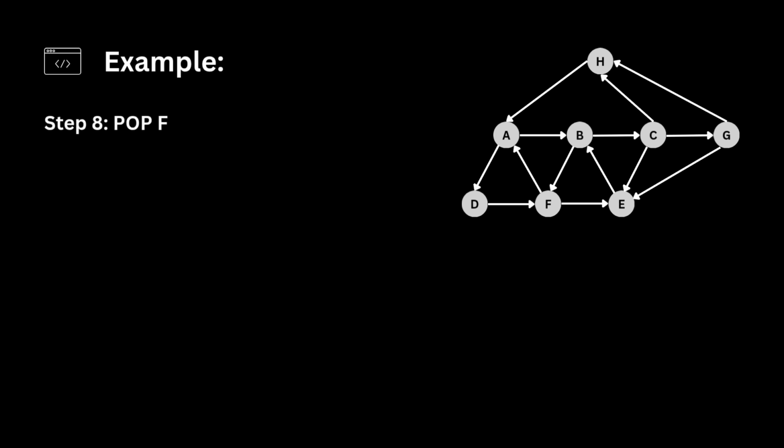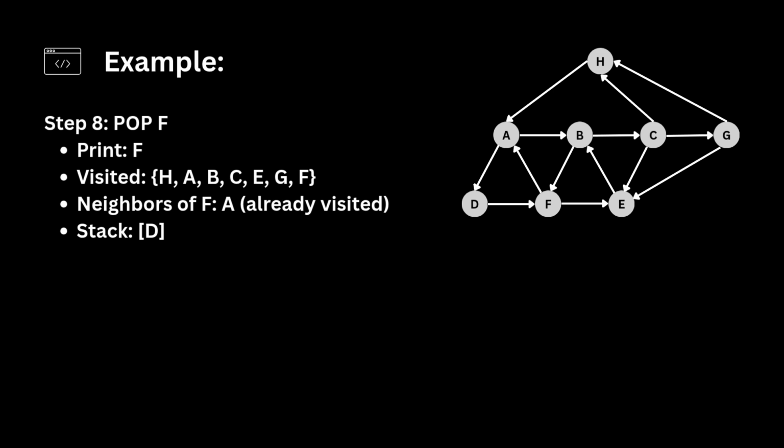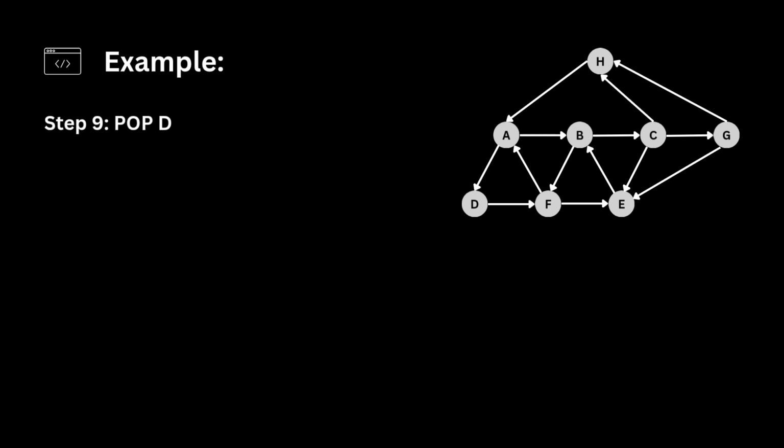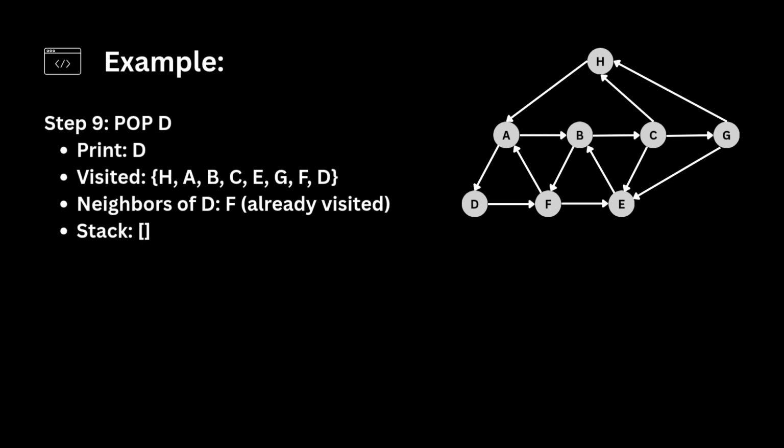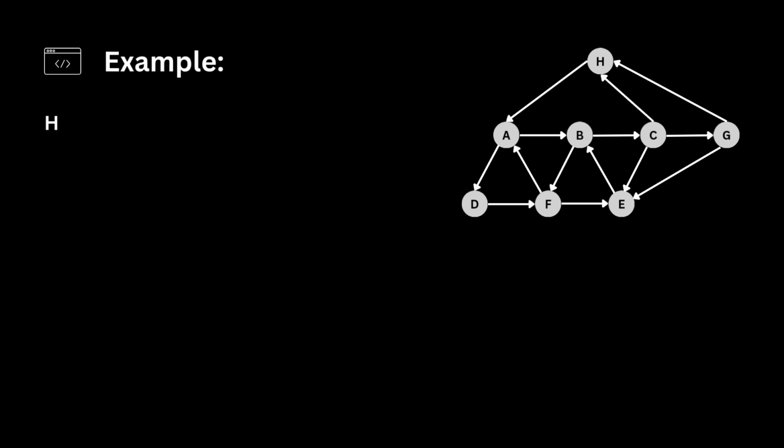Step 8, we pop F from the stack. F is visited and printed. It points back to A, which is already visited, so nothing new is pushed. Step 9, we pop D from the stack. D is the last node in the stack. We mark it as visited and print it. D is connected to F, but F is already visited. At this point, the stack is empty and all reachable nodes from H have been visited. Final output of the DFS order is H, A, B, C, E, G, F, D.